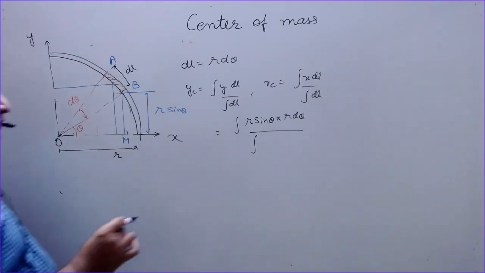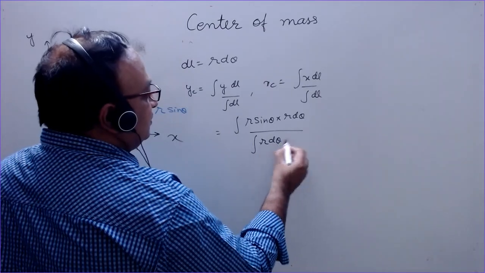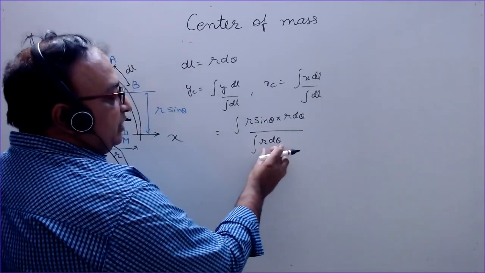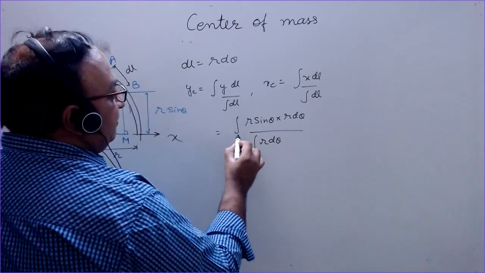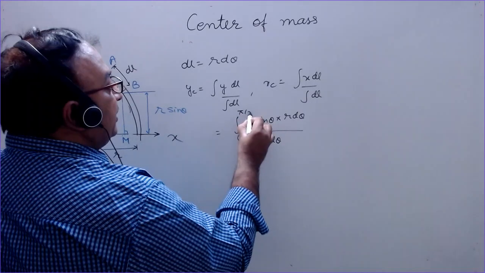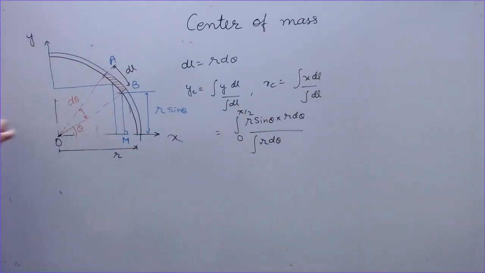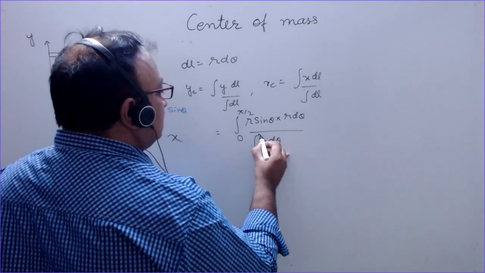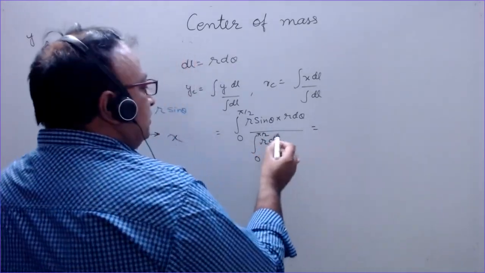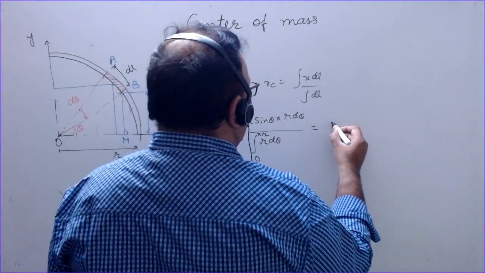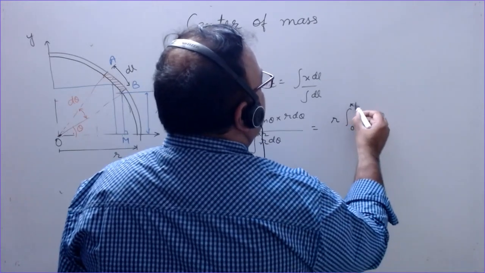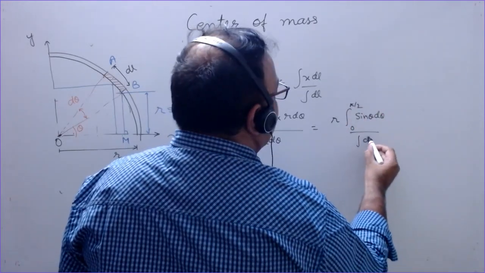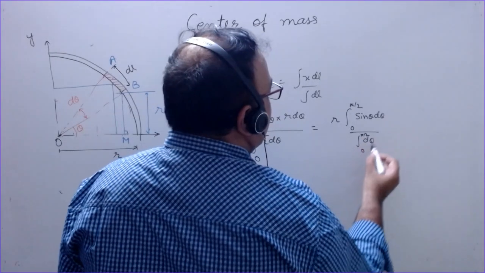So let us put here r d theta. Now here the denominator is the integral of r d theta, which equals pi r divided by 2. What is variable? Theta is variable, from 0 to pi by 2. Maximum value is pi by 2. So r can be taken out and will be cancelled. So r integral sin theta d theta divided by integral d theta from 0 to pi by 2.